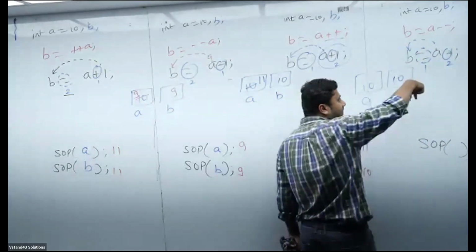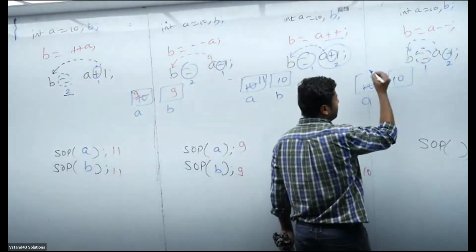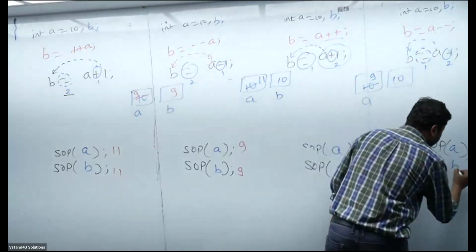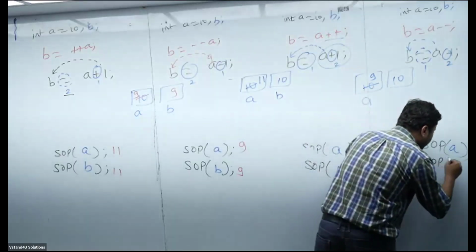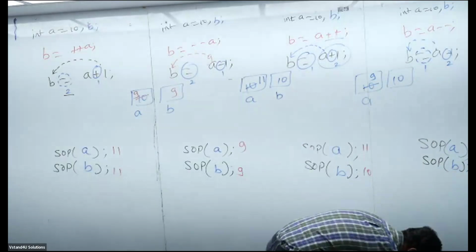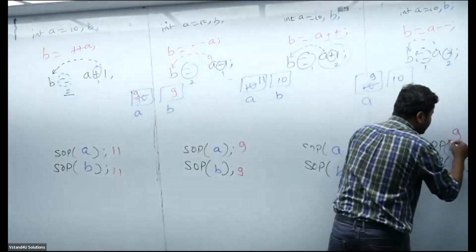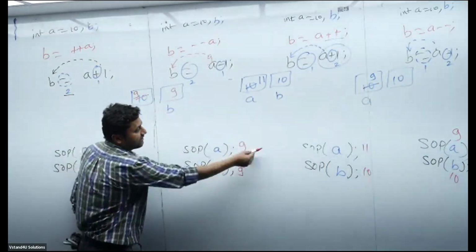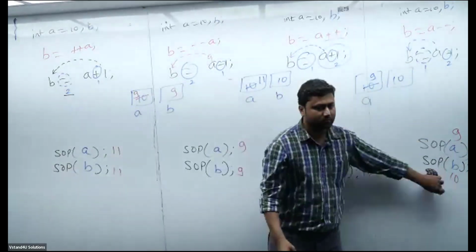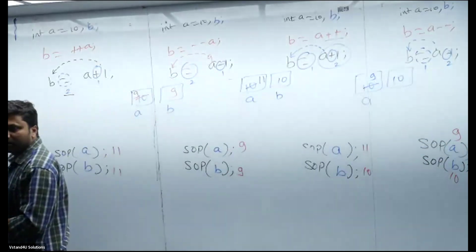Shall I decrement? A becomes 9. If I print SOP of A, SOP of B, can you please help me? What are the values going to be coming? A is 9, B is 10, am I right? Over here, check. 9. Am I right? Quickly make a note of it.